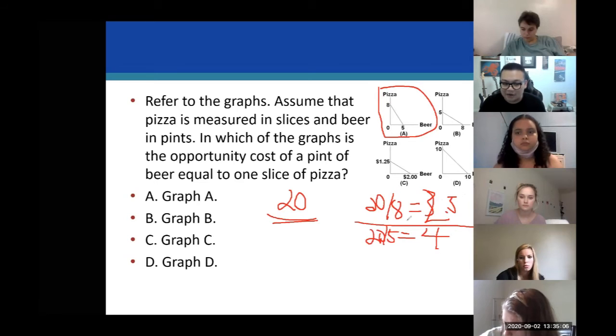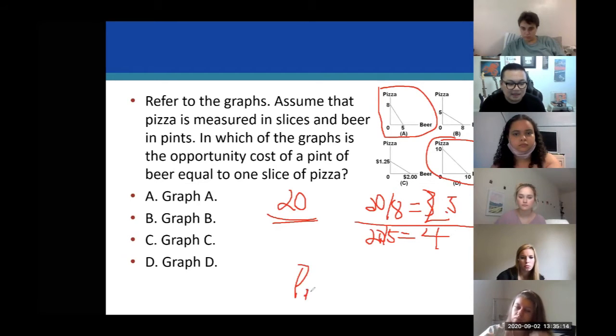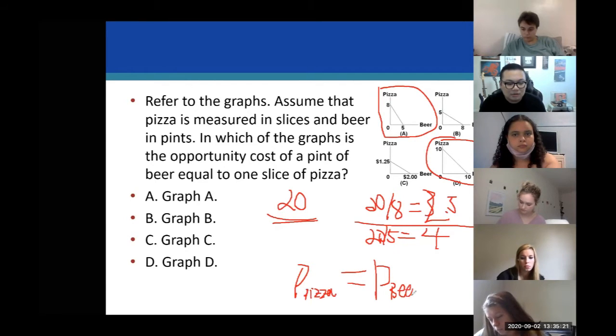Let me directly tell you the answer. The answer is D. Why is that? It's because the price of the pizza is exactly equal to the price of beer, which means in order to buy one more beer, you have to give up one pizza. So that means the opportunity cost for pizza and beer is exactly the same.